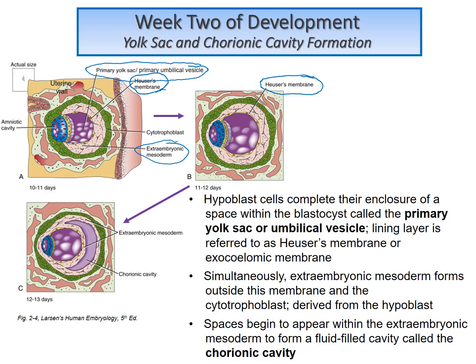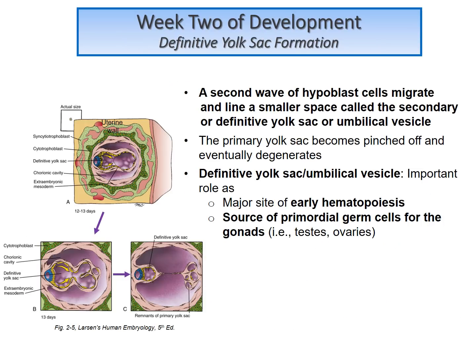Spaces subsequently appear within the extraembryonic mesoderm and coalesce to form a single fluid-filled cavity called the chorionic cavity. Two layers of extraembryonic mesoderm can be described, one layer that surrounds the primary yolk sac and another that lines the inside of the cytotrophoblast. A second wave of migrating hypoblast cells line a smaller space called the secondary or definitive yolk sac. In this process, the primary yolk sac becomes pinched off and degenerates into a collection of vesicles.